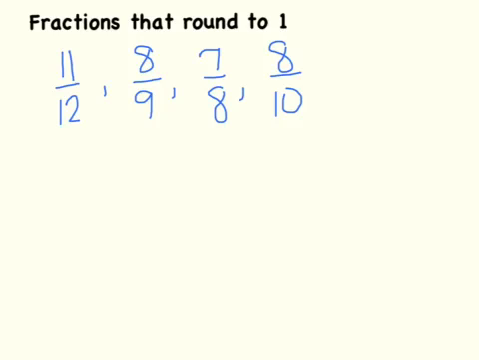It's always good to have a few tricks up your sleeve, so it's good to look at fractions that round to 1. What do you notice about the numerators and the denominators of the fractions that round to 1? They're very close together. 11 is only 1 space away from 12, 8 and 9, 7 and 8, and 8 and 10. And so when you put these numbers on a number line, you're going to see that they're very close to the 1 whole. So if the numerator is 1 or 2 spaces away from the denominator, then you can pretty much bet it's going to round to 1.